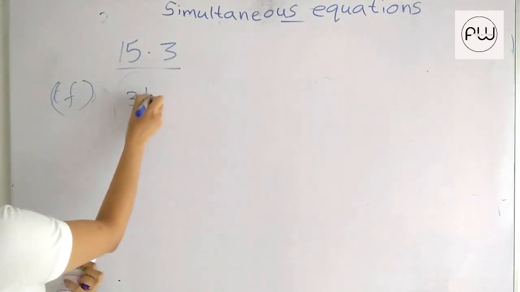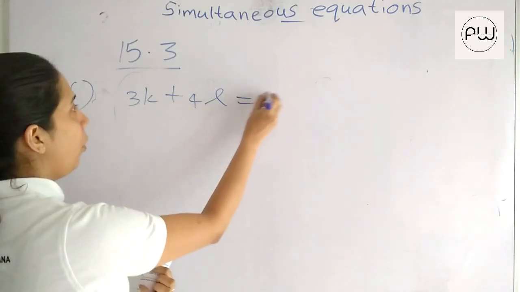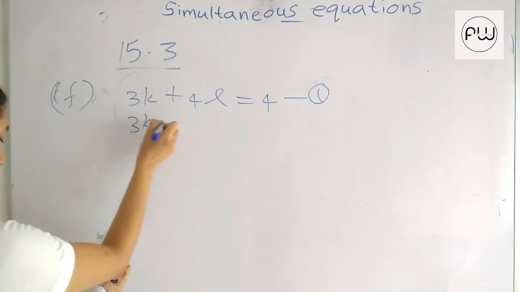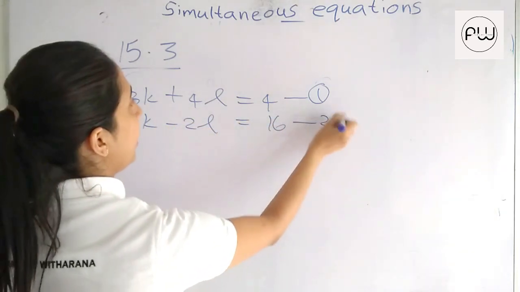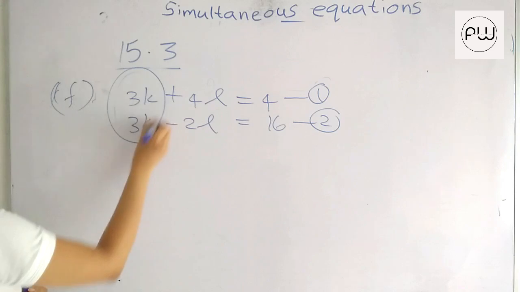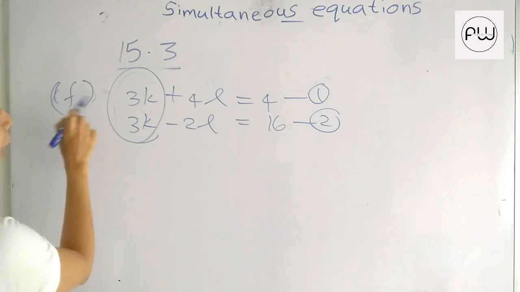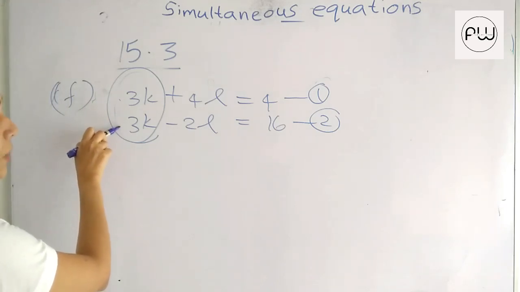F is 3k plus 4l equals 4. This is the first equation, and the second equation is 3k minus 2l equals 16. This is the second equation. Now see here, the coefficients are equal for the 3k term, then we can get rid of 3k. Right, now we have to check the sign. Here the sign is plus and here also the sign is plus.